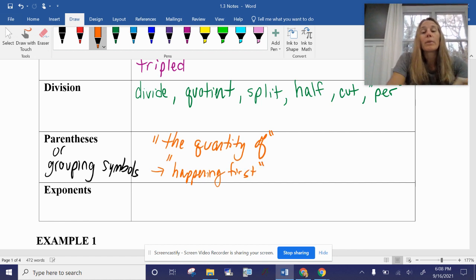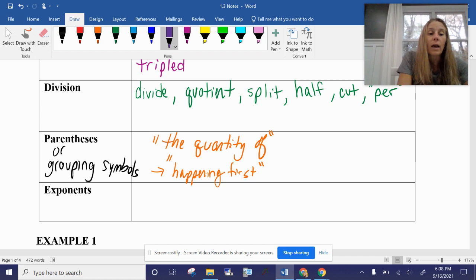But if something is happening first, so for example, if I said 2 times the sum of 7 and a number, well, you'd have to find that sum first. You can't multiply 2 by the sum until you actually do the sum. So that would give you a hint that you might need to put that in parentheses.